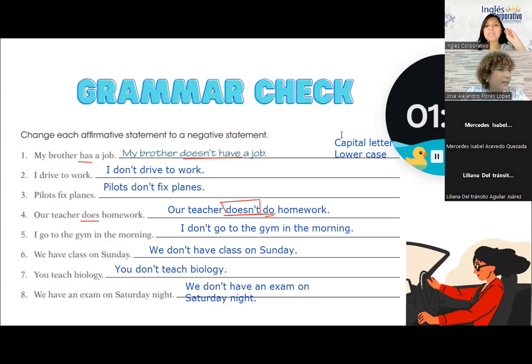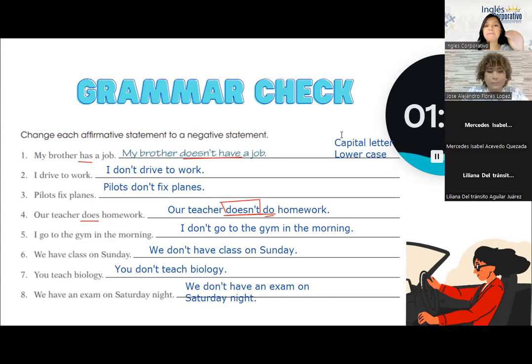Tatiana Abigail, I don't take a shower. Prepositions. In the night? At night, Tatiana. She doesn't buy chicken in the supermarket. Chicken no está bien escrito. Le falta la C después de la I. The window doesn't have curtains. Okay. Eso está bien. I don't eat pizza. He doesn't get up early. They don't sleep. Mercedes, perfect.